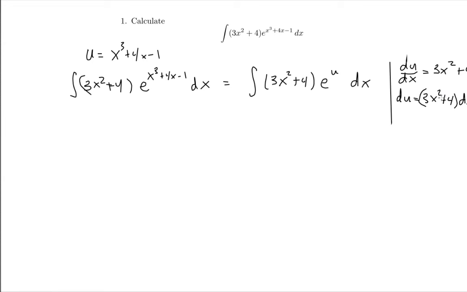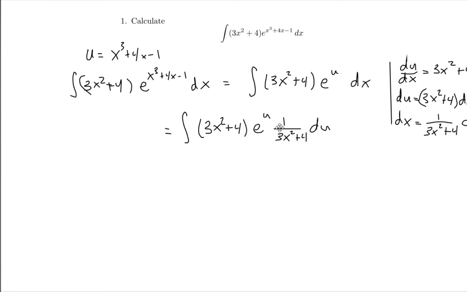And now I'm just going to divide both sides by 3x squared plus 4 so that I get the dx by itself. So at the end of the day, I have dx is equal to 1 over 3x squared plus 4 times du. So now wherever I see a dx, I can replace it by this. So that's what I'm going to do. So this integral equals the integral of 3x squared plus 4 e to the power u. And now with my new version of dx, I can put it in here. So dx is now 1 over 3x squared plus 4 times du.